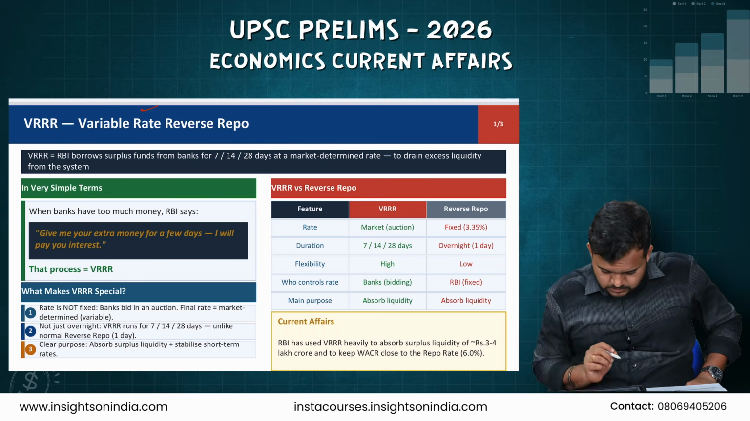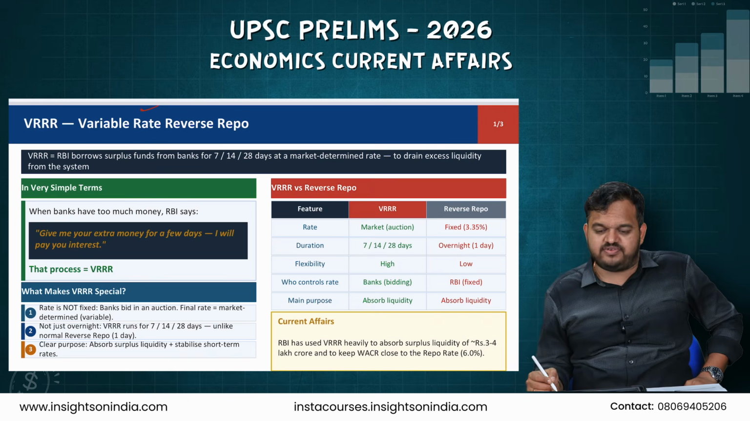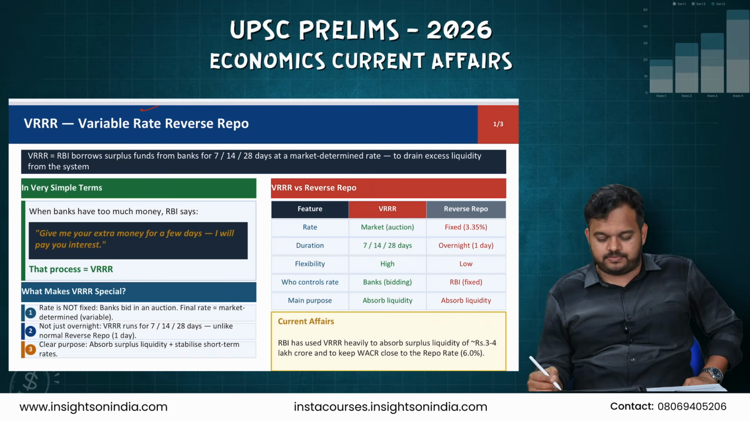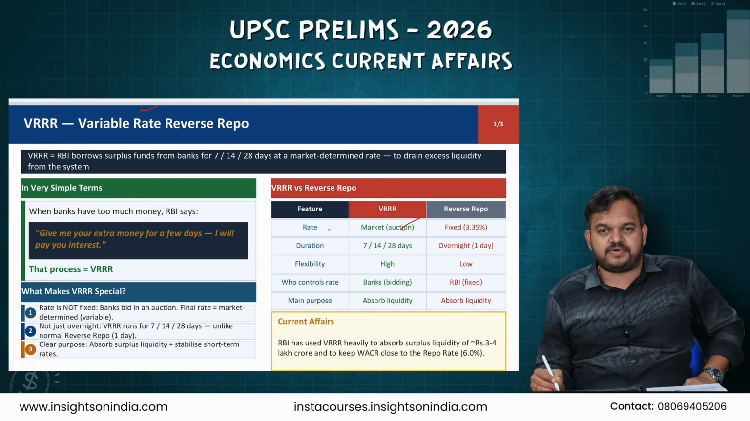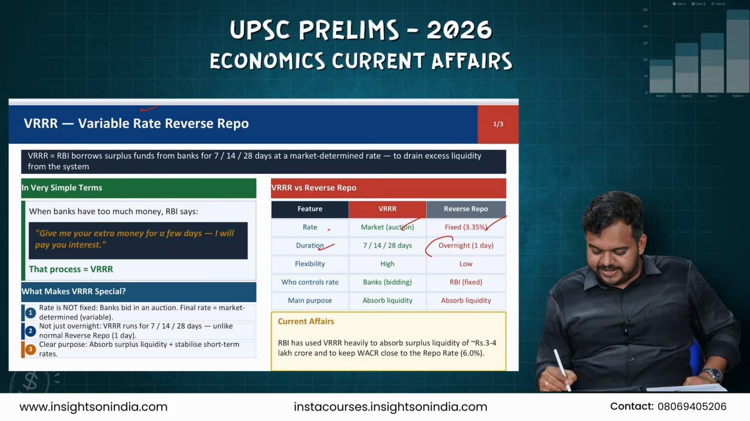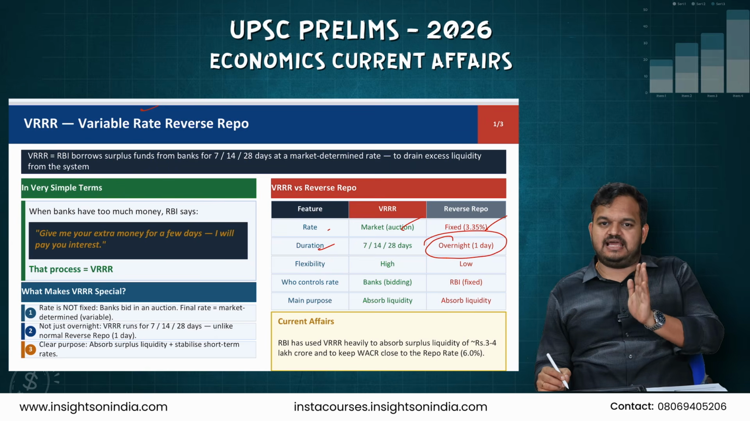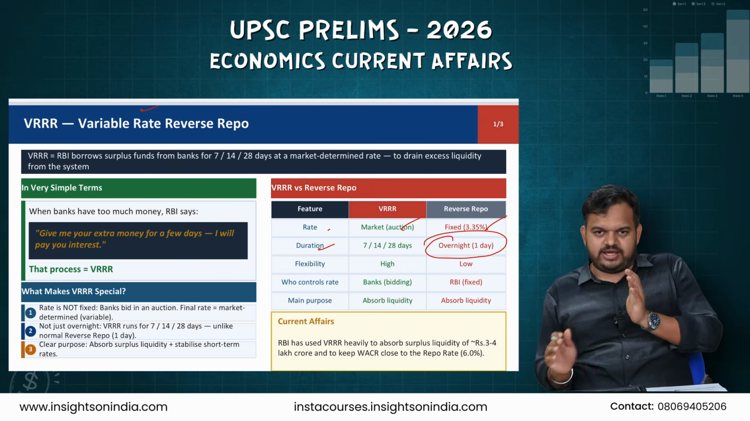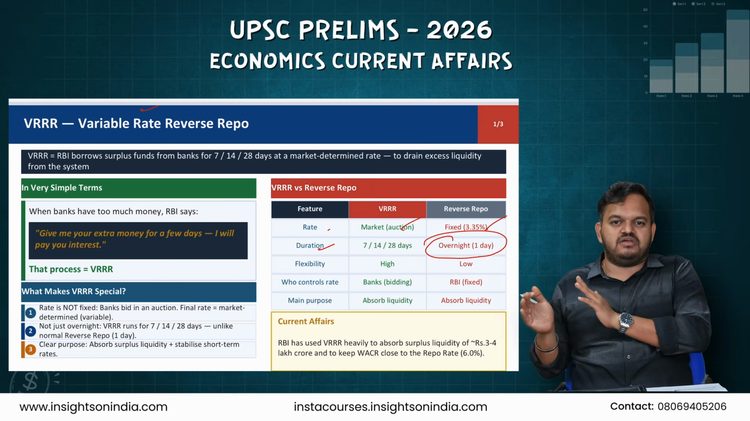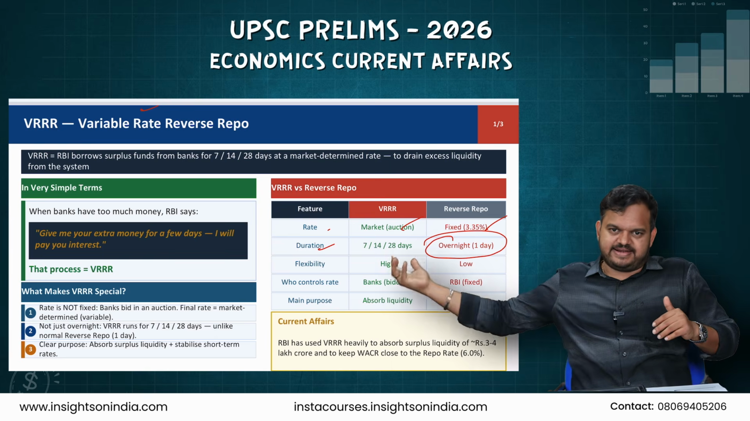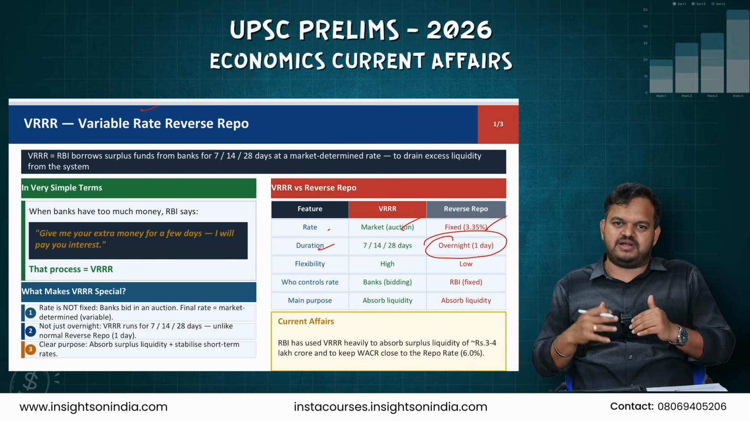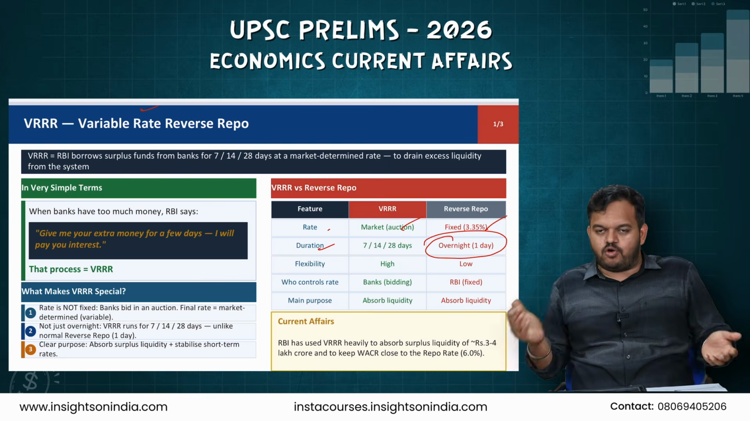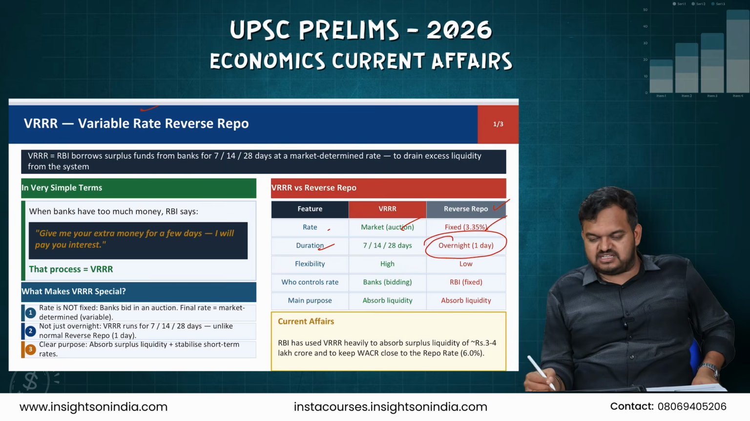Got it? So what is the difference between VRRR and reverse repo? Rate: VRRR is market driven or variable. Reverse repo is fixed. Duration: reverse repo is overnight. That is part of LAF, Liquidity Adjustment Facility, which is for overnight. Between today and tomorrow, if I have excess cash, I will park it in the RBI. If I have less money, I will borrow it from RBI. That overnight transaction happens under the reverse repo facility.